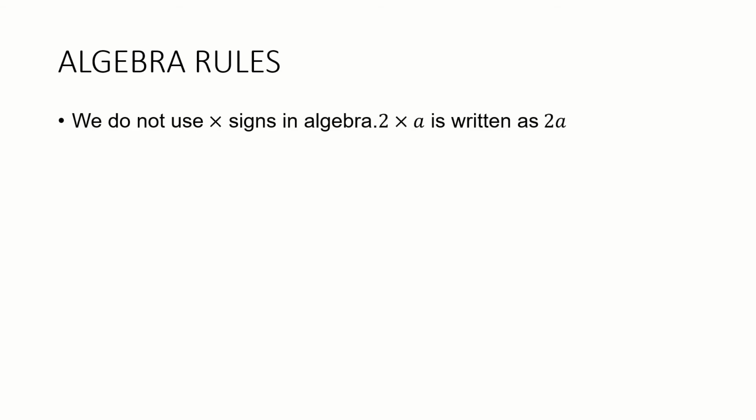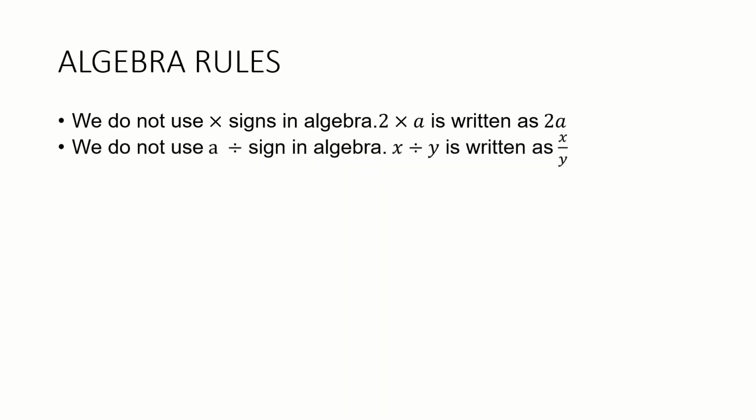Now we're going to be doing rules of algebra, or algebra rules. We do not use multiplication signs in algebra. If I have 2 multiplied by a, it will be written as 2a. So you just combine the variable and the 2. Make sure the coefficient is in front of the variable, so you write the coefficient before the variable.